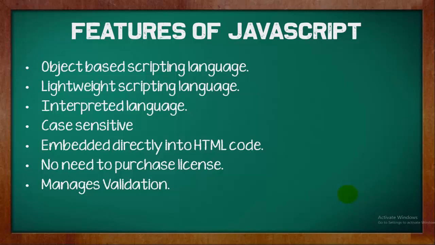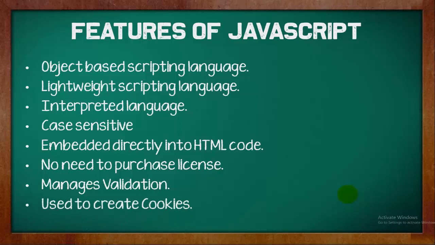JavaScript provides a facility for validation. If you write some validation code in JavaScript, it will inform your user that, sorry sir, you have to enter a minimum of 10 digits for the mobile number. You can't enter 6 digits. So it will validate, check and inform the user regarding that. So that is one of the main features of JavaScript.